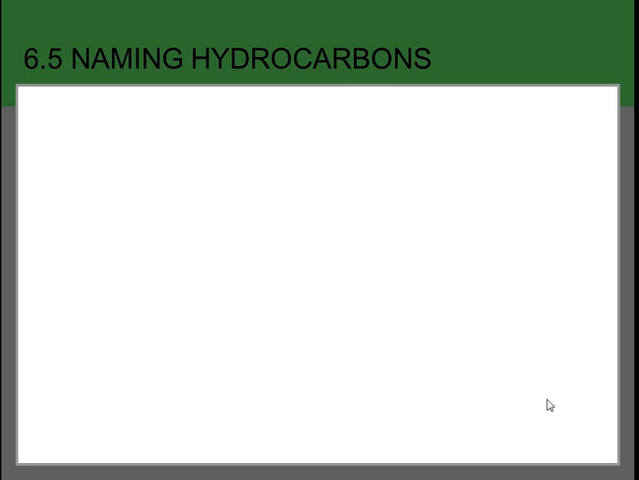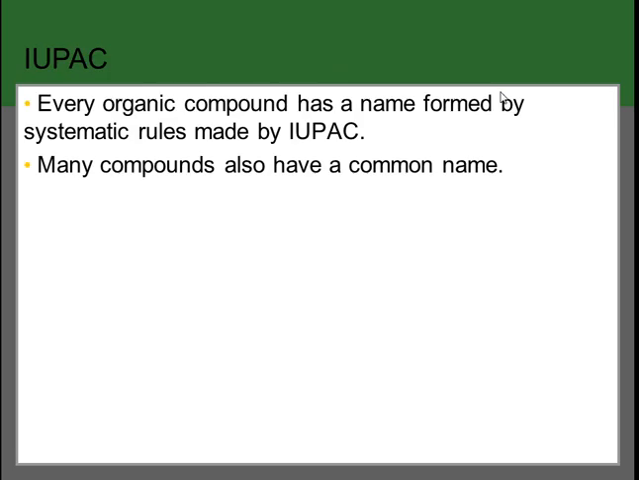So in section 6.5, we're going to learn how to name hydrocarbons. And this is very important as it helps chemists to communicate across different languages, across time zones. Knowing how to name them is essentially the language of organic chemistry. And every organic chemist will speak the same language after learning how to name hydrocarbons.